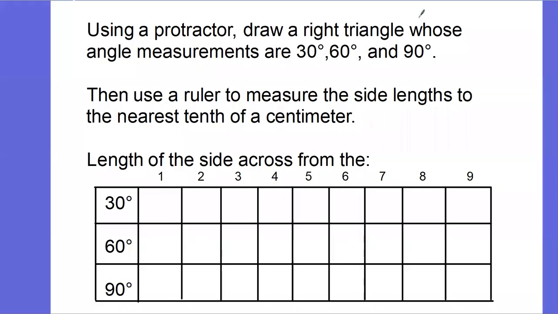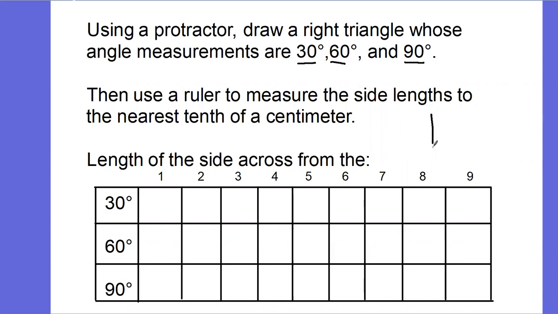In this video, we're going to take a look at another special right triangle. We've already looked at the 45, 45, 90. Now we're going to look at the second one, and that's going to be our 30, 60, 90 triangle. So every 30, 60, 90 triangle is similar.